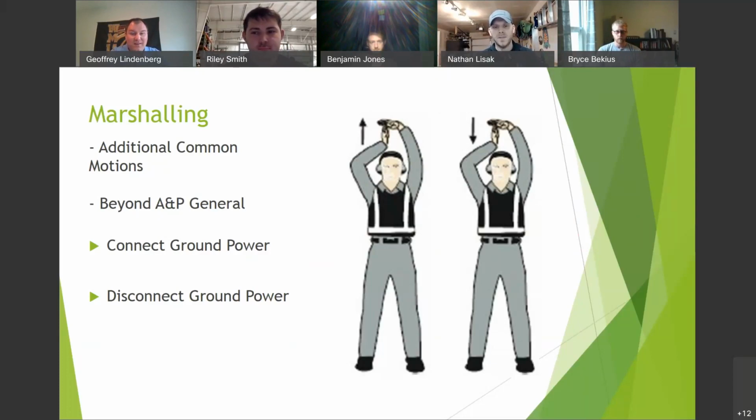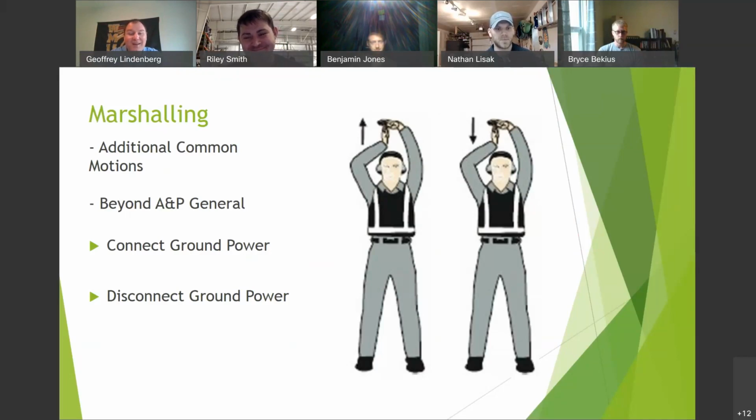So a common one here, yep, Dakota, I see doing it, is for power when we're connecting or disconnecting ground power. It can be over the head, this common T up above, pulling the plug or inserting ground power. The other way you'll see it is horizontally. So you make a hand signal like a socket and a plug, you can plug power in, or you can remove power.